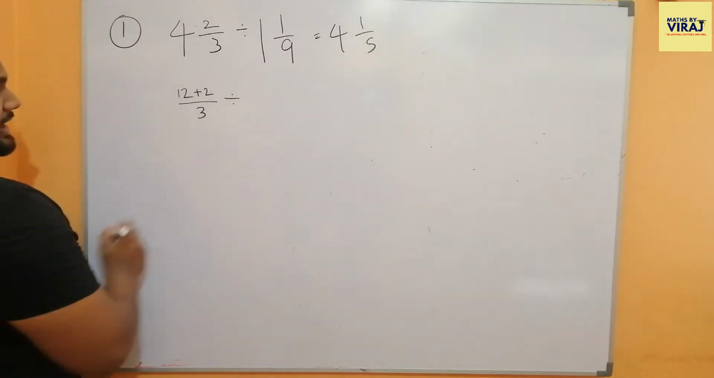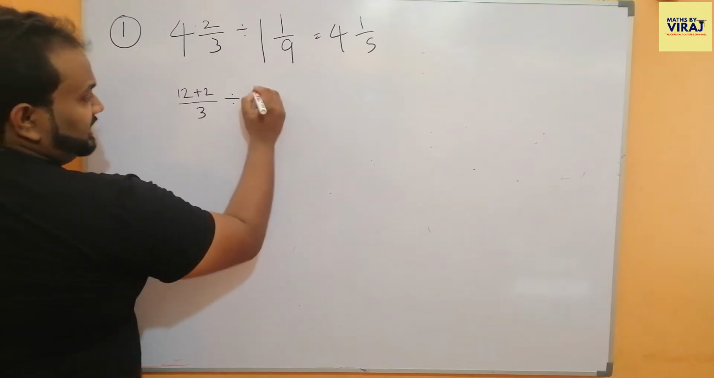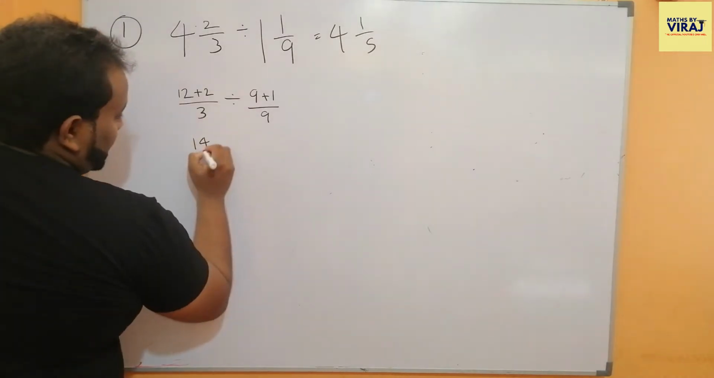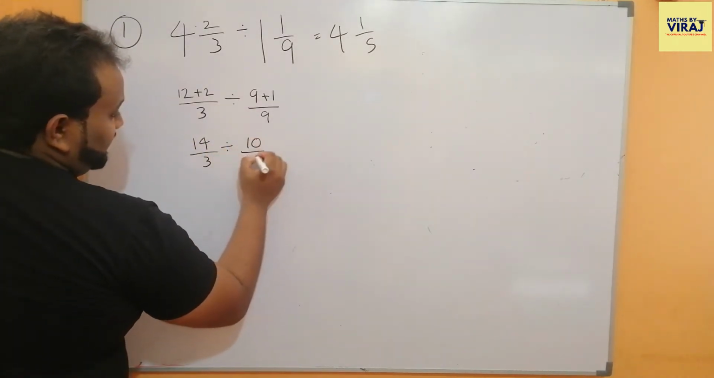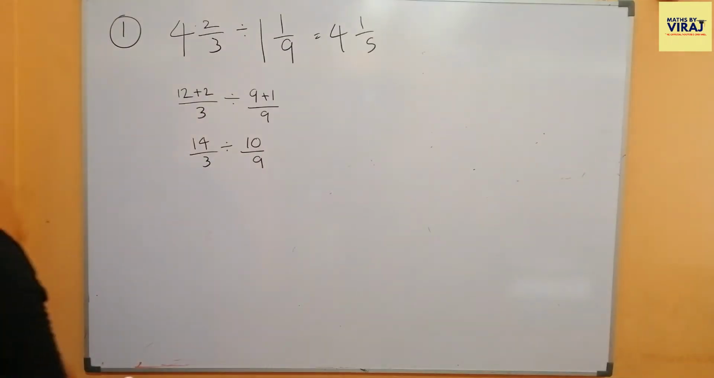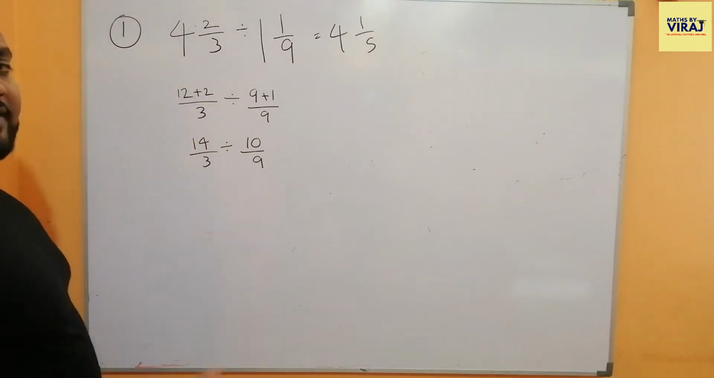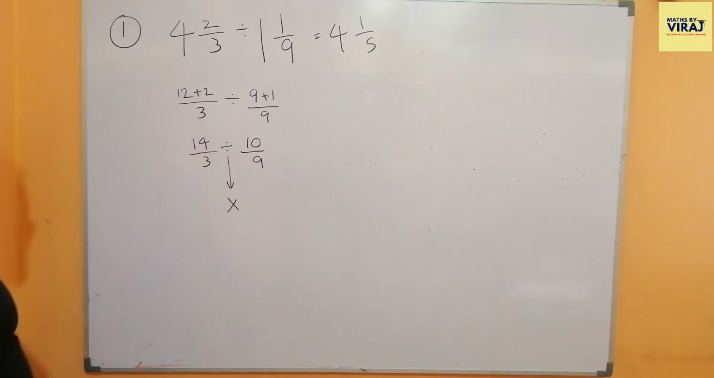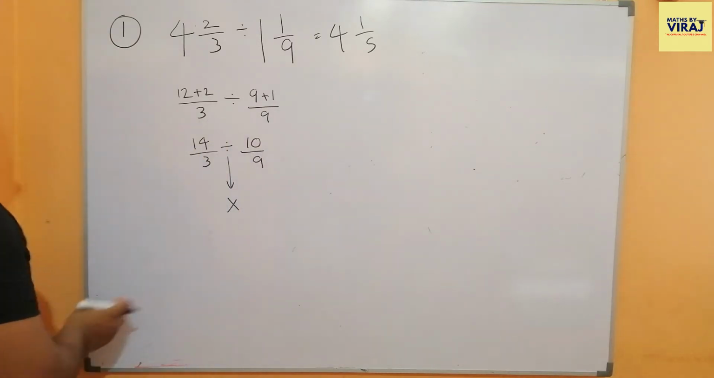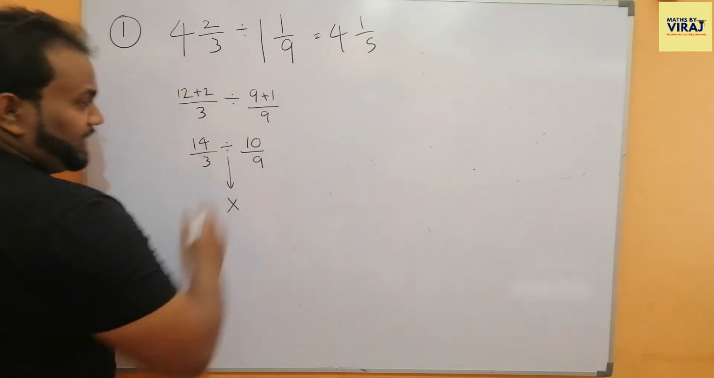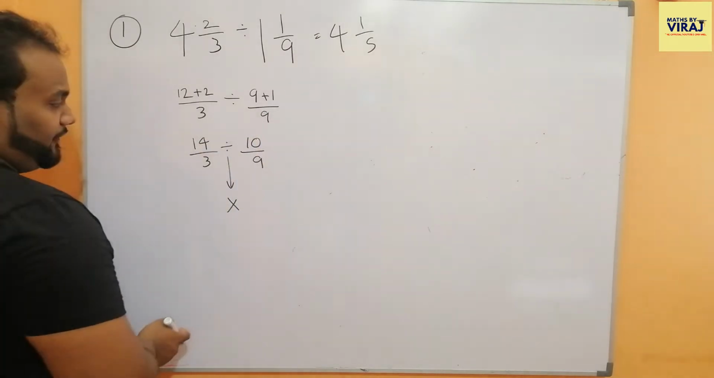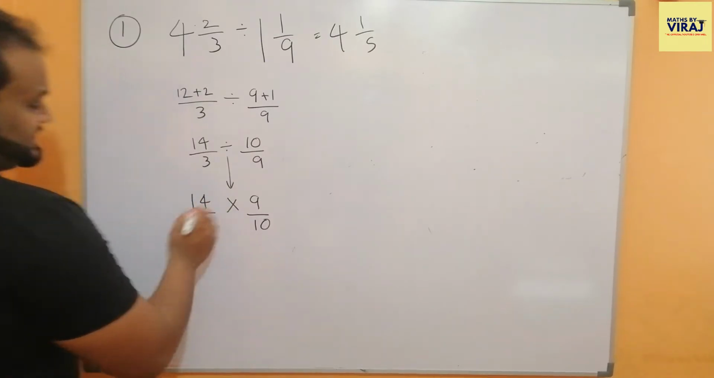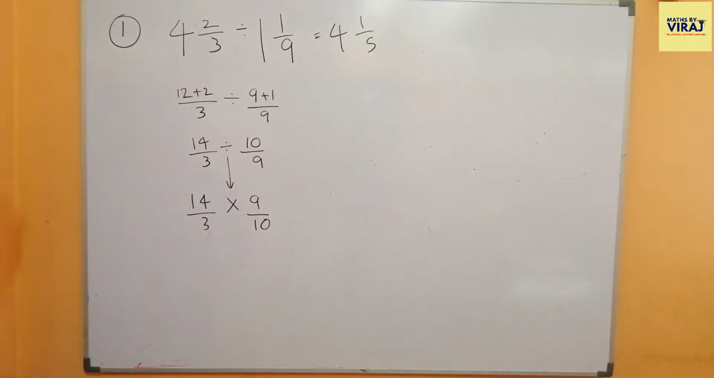This is divided by, again, 9 into 1 is 9 plus 1 over 9, which gives us 14 over 3 divided by 10 over 9. Children, we know that in fractions we cannot divide fractions, so we should convert the division to multiplication. When you change the division symbol to a multiplication symbol, the following fraction we take the reciprocal of it, which is 9 over 10. Therefore 14 over 3 is multiplied by 9 over 10.